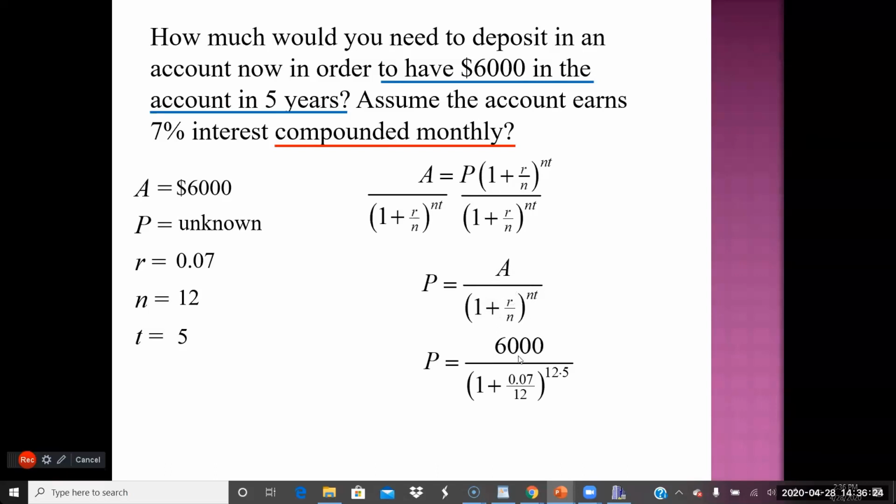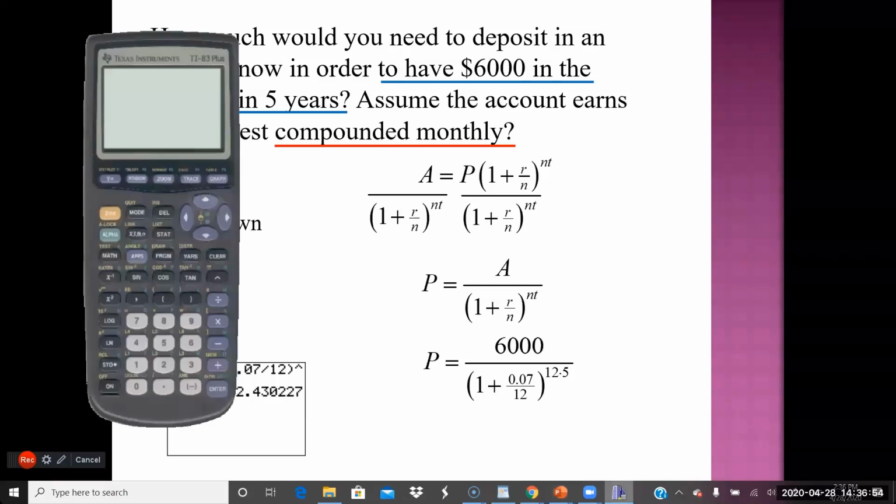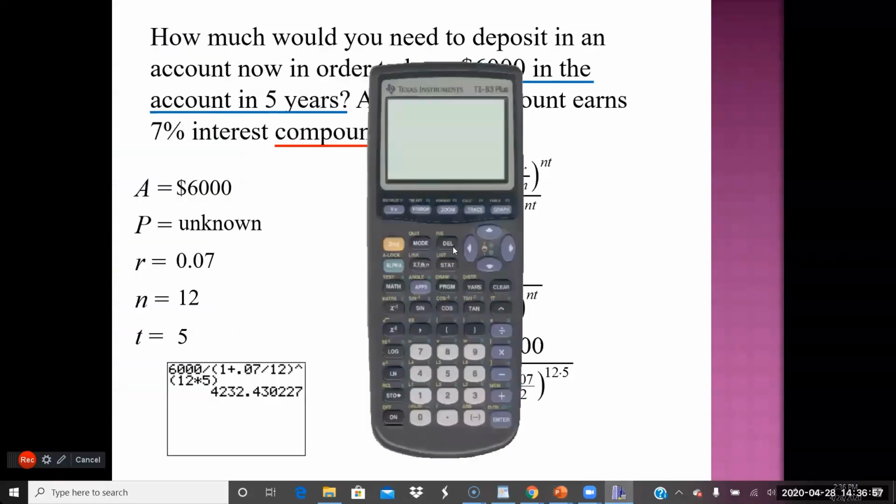So if I fill in all the numbers there, and I would recommend that you follow this along on your calculator. I'm going to have 6,000 for my A, and then I have in parentheses on the bottom, so divide by 1 plus 0.07 divided by 12. I'll do the 12 times 5 power, which is 60. And I'm going to put that on my calculator just like this. So go ahead and plug it into your calculator. And I'll also do it along on this screen calculator, and hopefully you can see it. If you can't see my calculator, let me know.